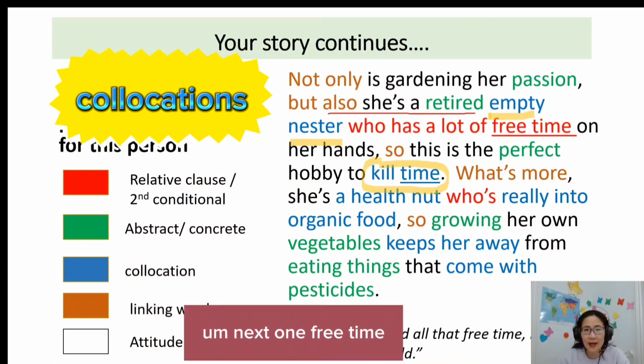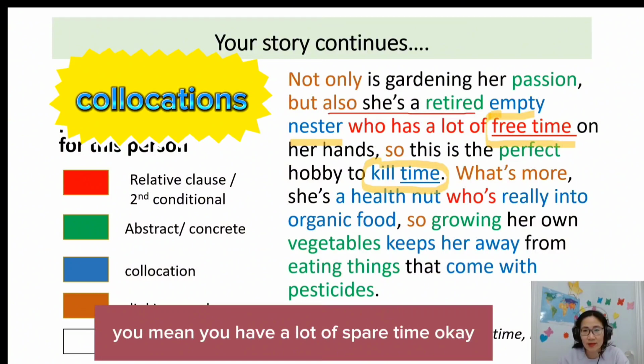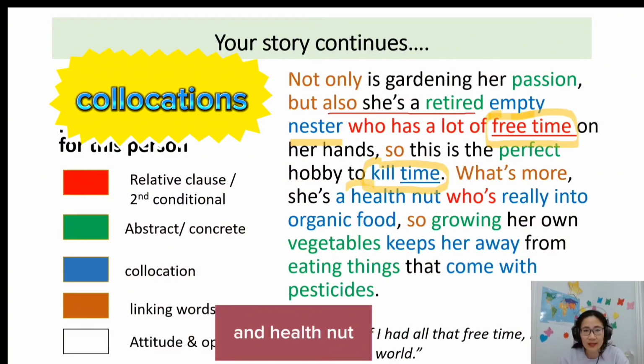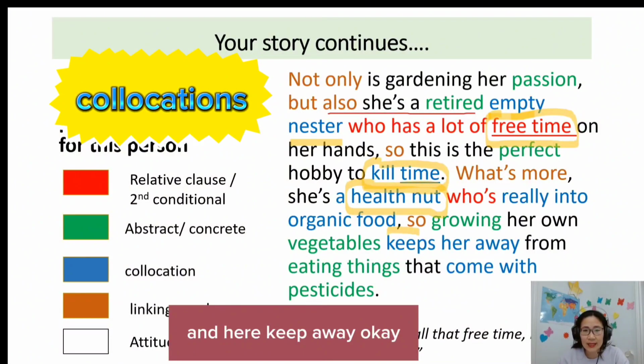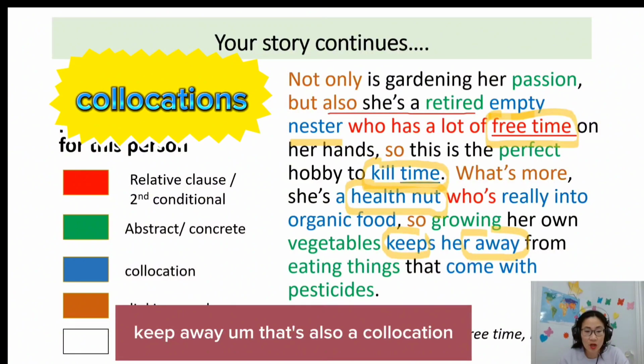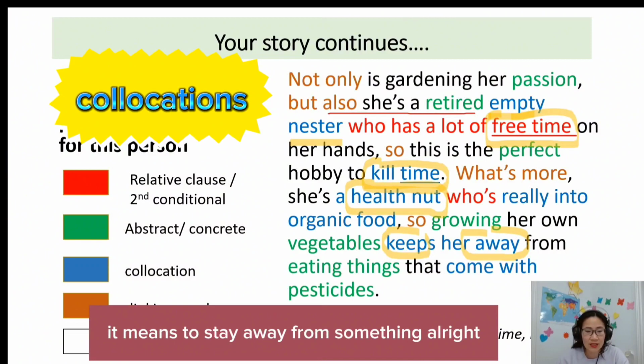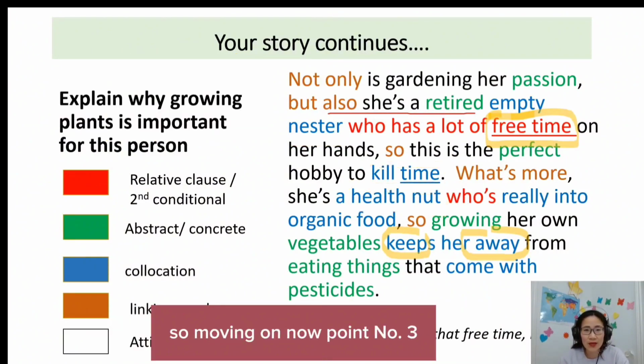Next one, free time, meaning you have a lot of spare time. And health nut. A health nut is somebody who's very health conscious. And here, keep away. Keep away, that's also a collocation. It means to stay away from something. All right, so moving on.